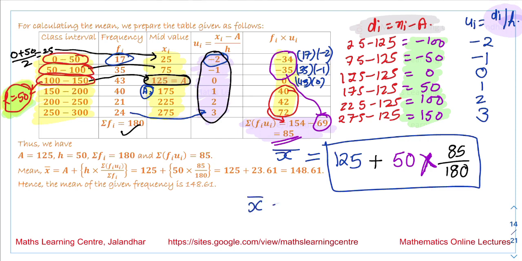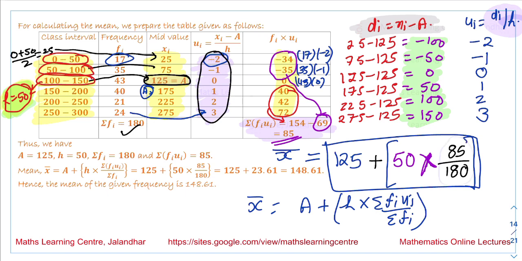This formula is basically a plus h into sigma fi ui over sigma fi. So whatever the value of 85 by 180 you get, you multiply it by 50, then add it to 125. These calculations are shown over here. The answer you get is 125 plus 23.61, which is 148.61, and this is the mean corresponding to these values.